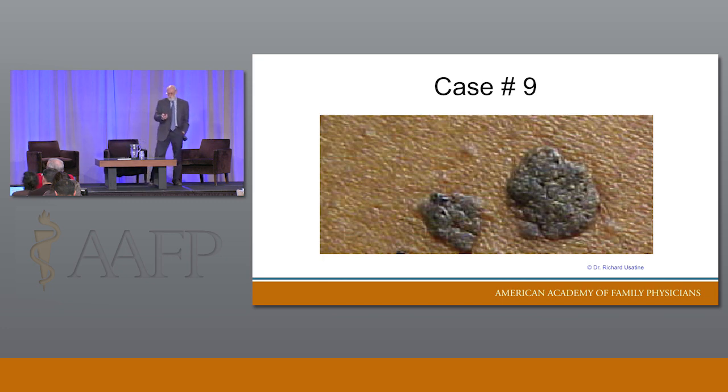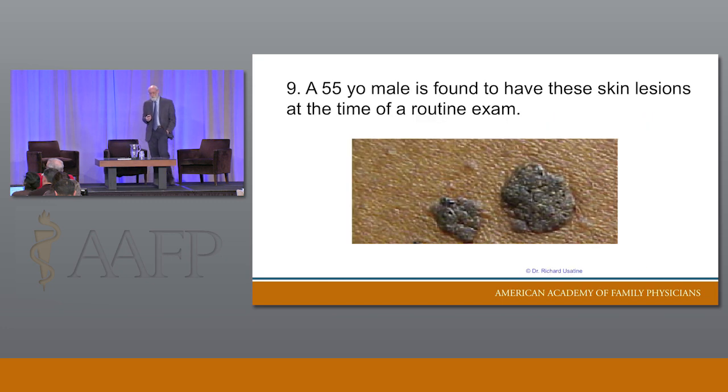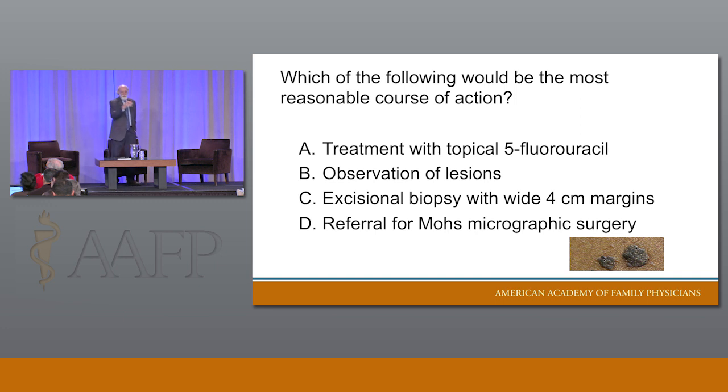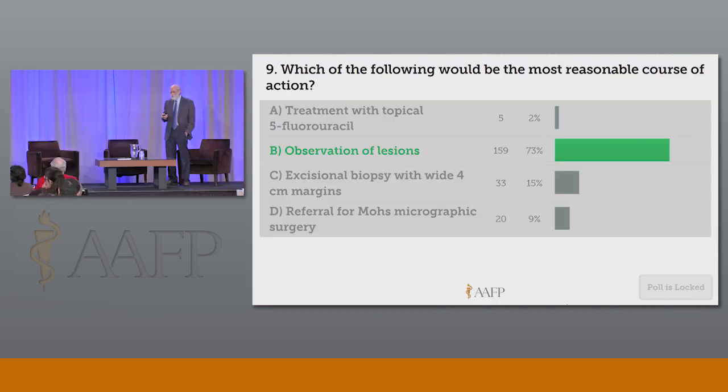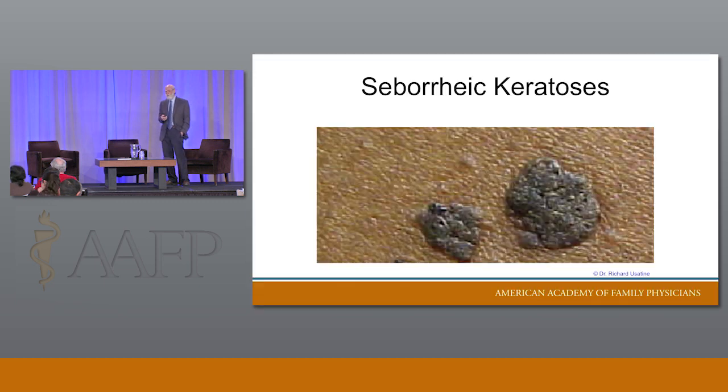Case number 9. A 55-year-old man has these skin lesions at the time of a routine exam. Which is the most reasonable course of action? Treating with 5-FU, observing them, excising them with a wide 4-centimeter margin, or referral to Mohs micrographic surgery. And the answer is B. Yeah, good job here. Why?